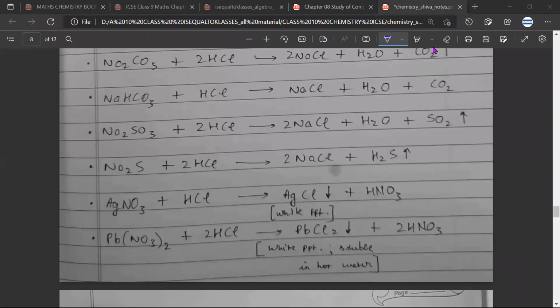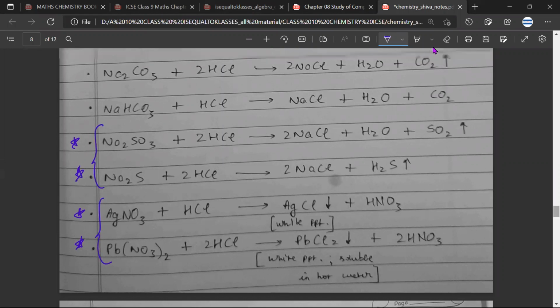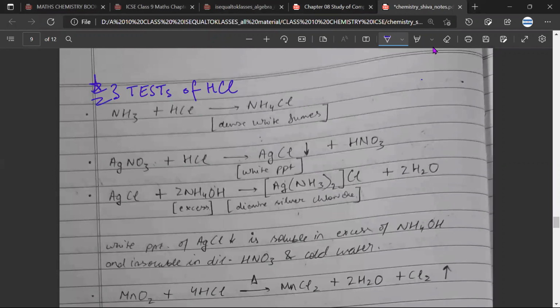So before ending this video, I would like to stress on the importance of these four reactions, 1, 2, 3 and 4, because questions based on these reactions are asked every year in board papers. So these two reactions and these two reactions. Now we scroll down to the 3 tests of HCl.